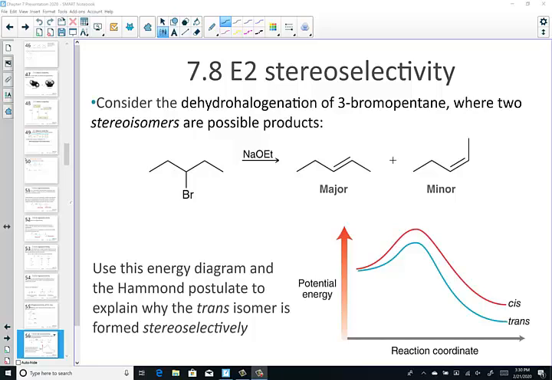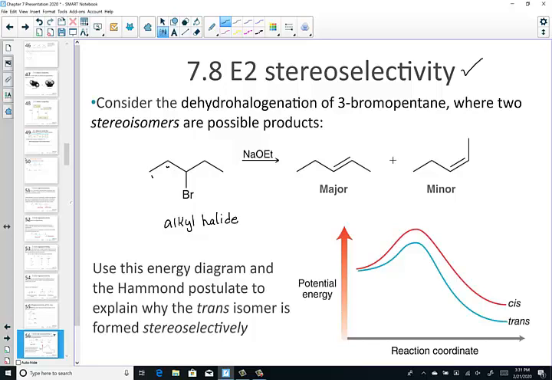Ready for the next step of elimination by E2, focusing on stereoselectivity. We're going to be drawing dashes and wedges to try to figure out major and minor products. All right, let's consider the dehydrohalogenation, removing a halogen, of 3-bromopentane.